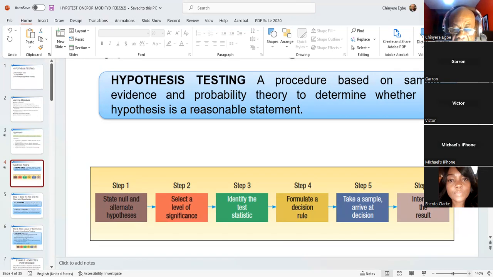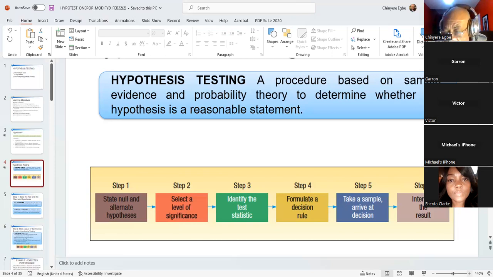Then you identify the test statistic. We are using the normal distribution, and so our test statistic is either a Z distribution, if your sample is large enough, more than 30, or a T distribution if your sample is small, less than 30.